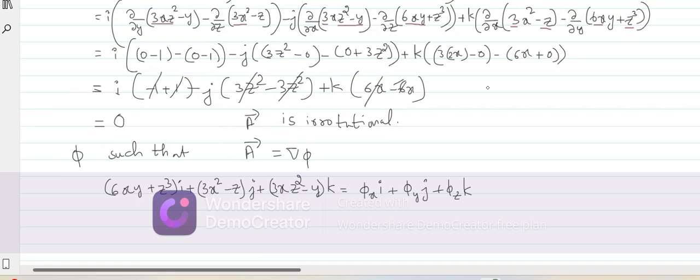Okay, so this is the vector A and this is the gradient. On equating these two, look at the coefficient of i here. That is ∂φ/∂x, which is equal to what? 6xy + z³. Right?